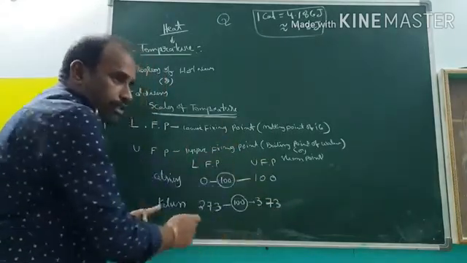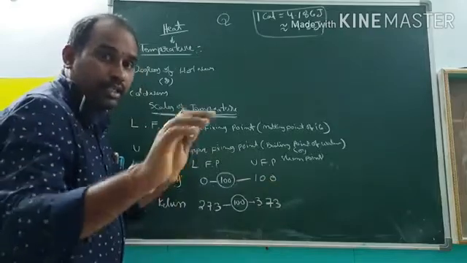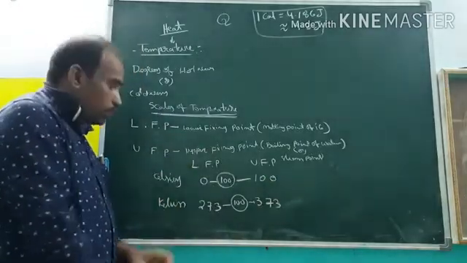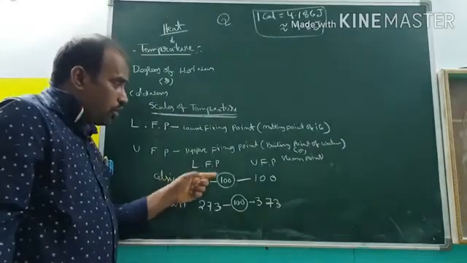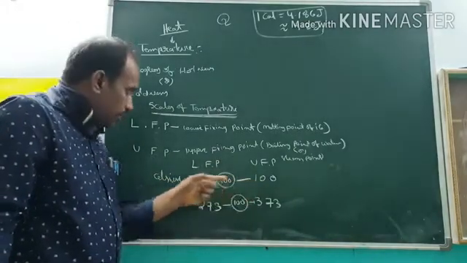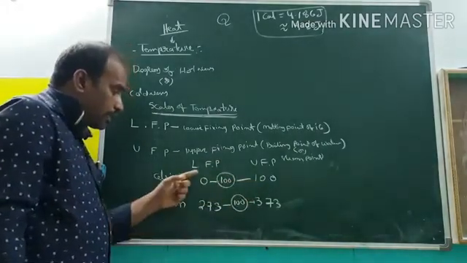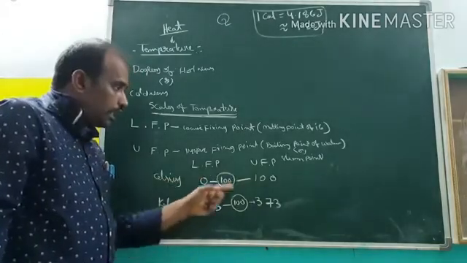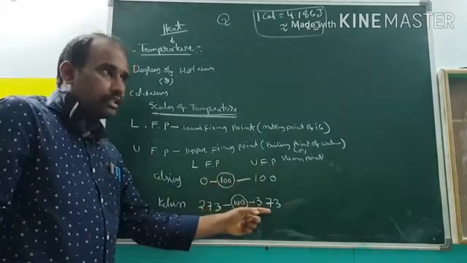These scales of temperature are only used in laboratory conditions. That's why the lower fixing point is 0 and the upper fixing point is 100 for the Celsius scale. The lower fixing point is 273 and the upper fixing point is 373 for the Kelvin scale.